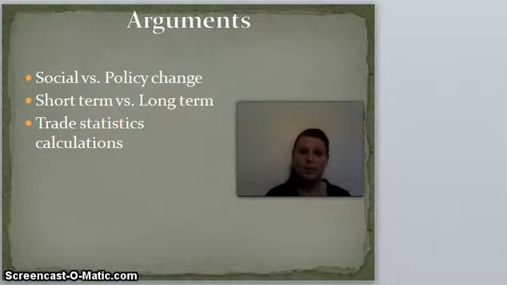The third area is trade statistics calculations. Right now we currently use where the product is made as to how we do calculations for this. The people that argue we should change it argue that since these companies are American owned, the products that we import from the foreign country but are owned by American companies should not be considered as imports since the capital is coming from Americans and it's also coming back to America.